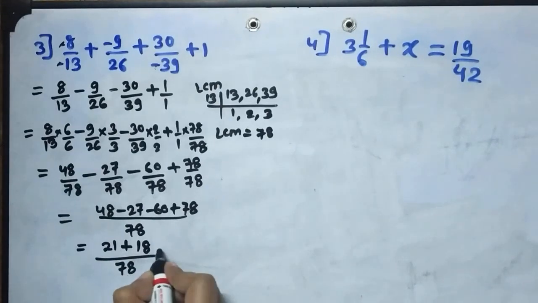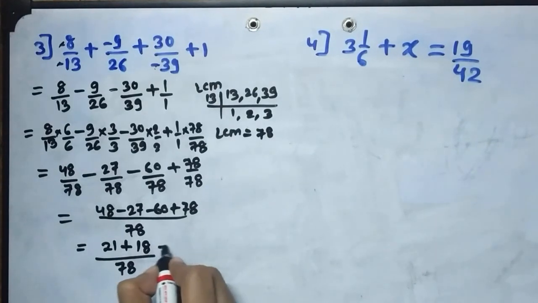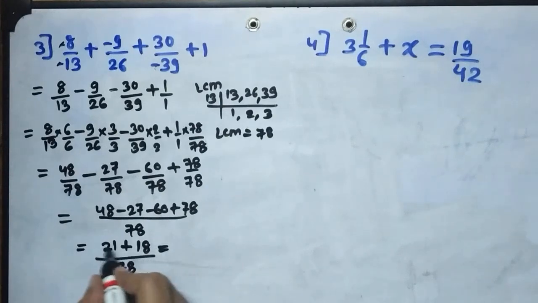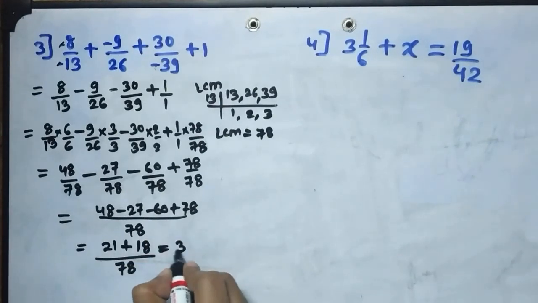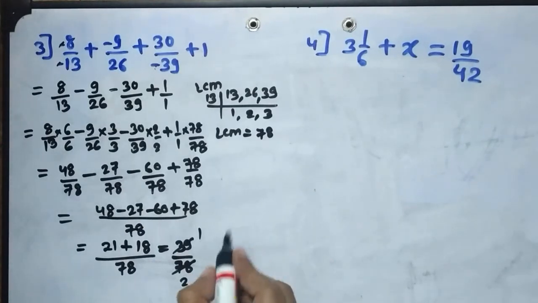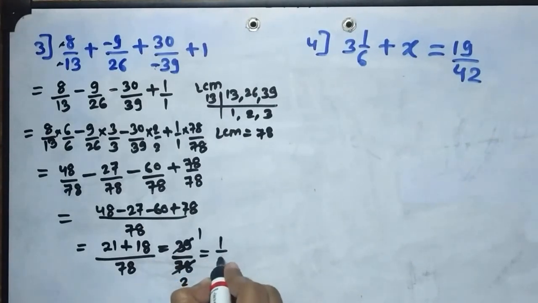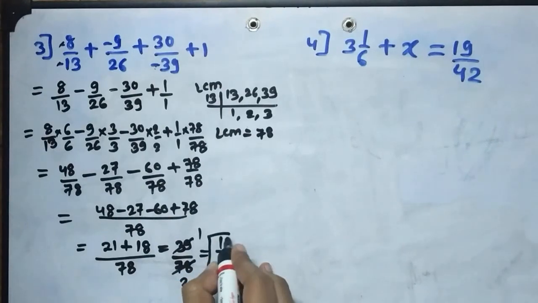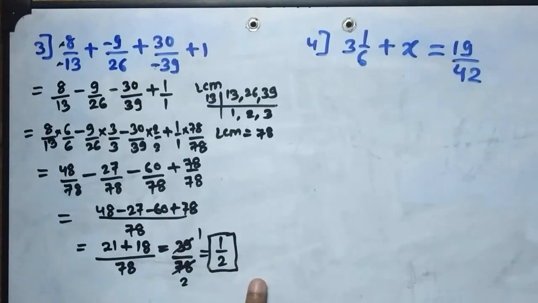So here the denominator 78 will be there. Now just do the addition of 18 and 21. We'll get 39. So 39 upon 78. Friends, 39 ones are 39, 39 twos are 78. So finally you will come to 1 by 2. It is half. So after evaluating this, you will get 1 by 2.